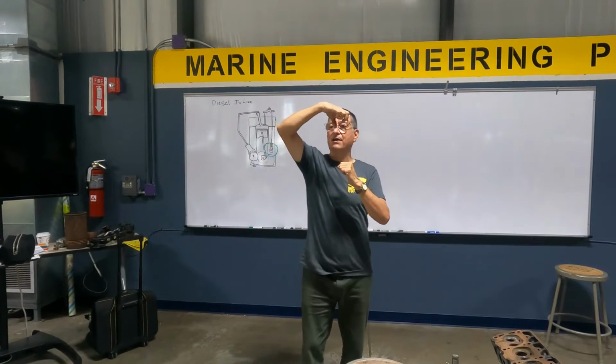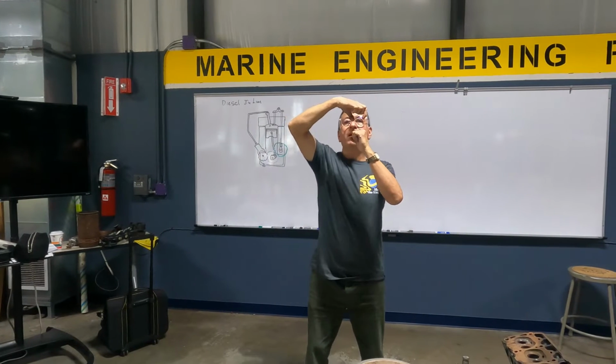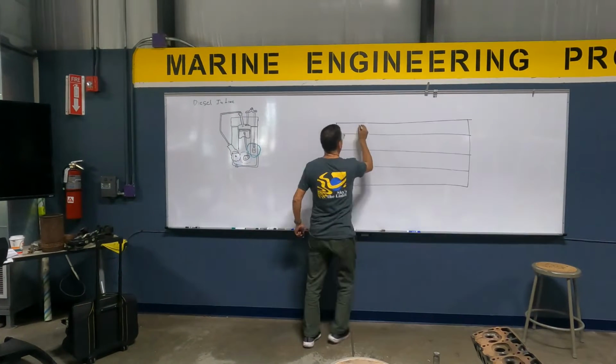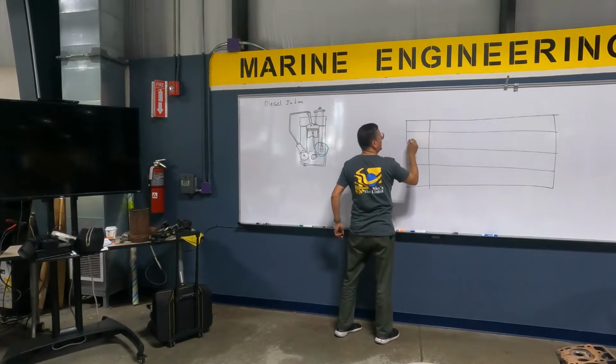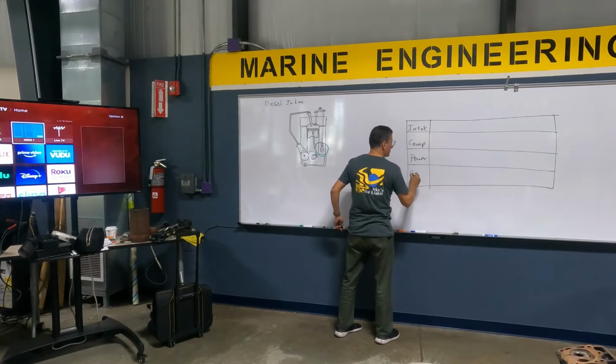Okay guys, look at this. Those are the valves, intake and exhaust. We are going to start the process with the piston going down. You can do this table, guys. We are going to recreate the 4 strokes: intake, compression, power, and exhaust.